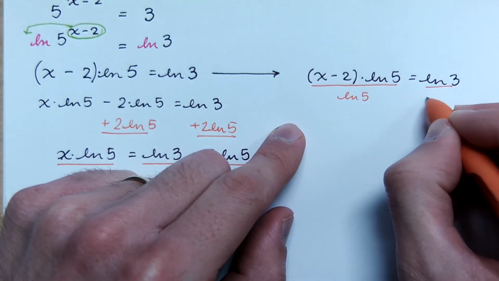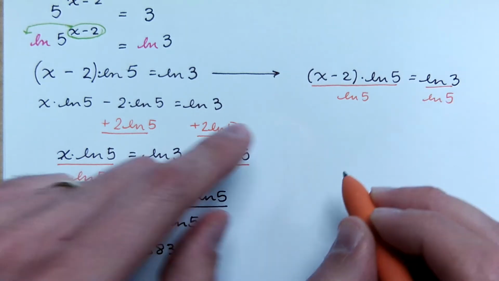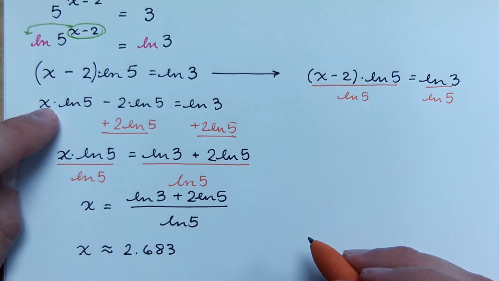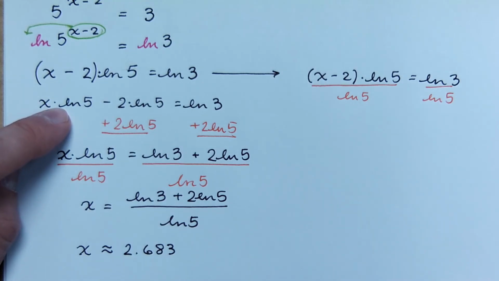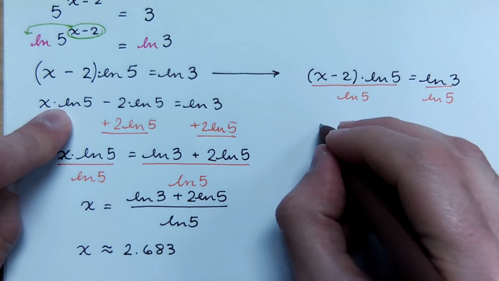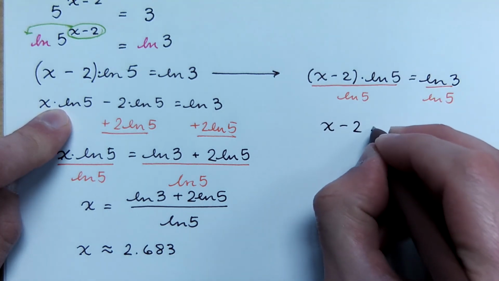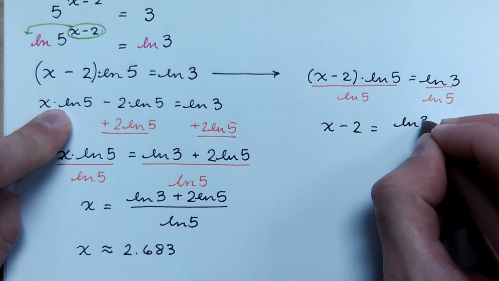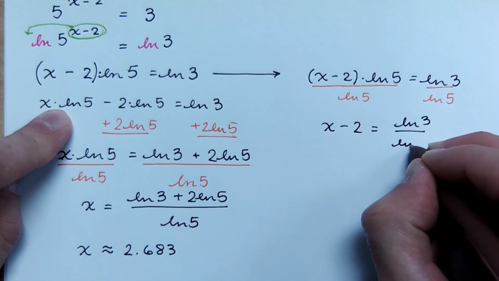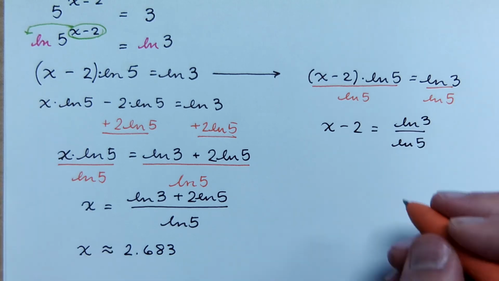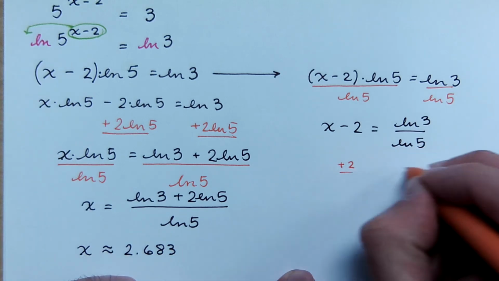That's what I started to do. I thought you were saying divide by natural log of 5 here, and that's where I was saying, let's not. Oh, okay. Wait. And so then we would have x minus 2 equals natural log of 3 over the natural log of 5. And then we can finish this by adding 2 to both sides.